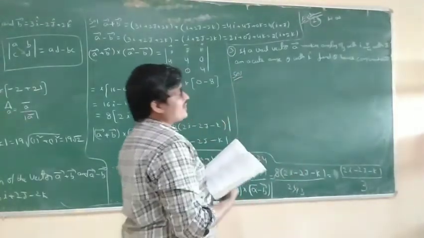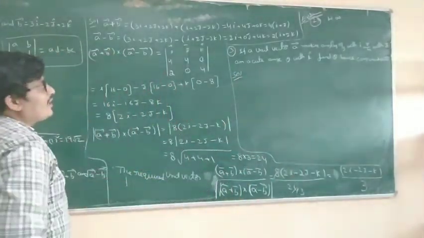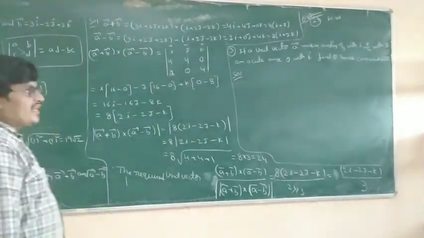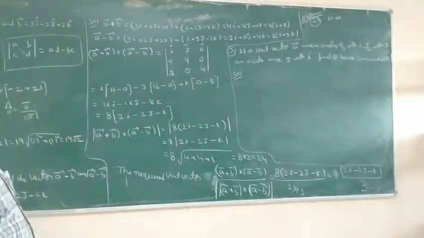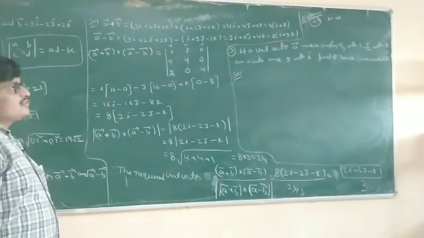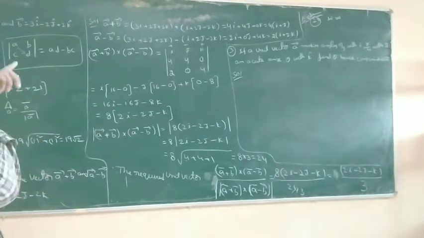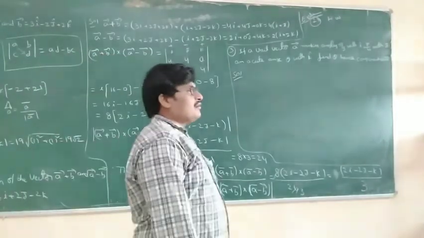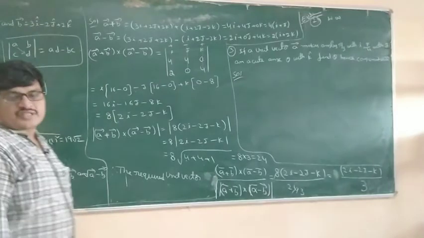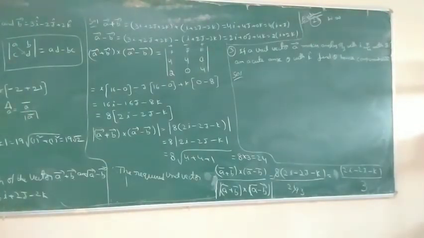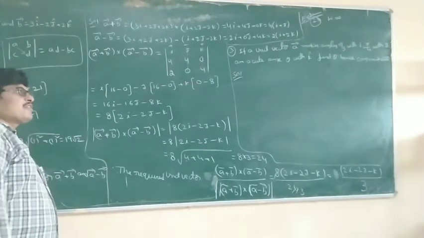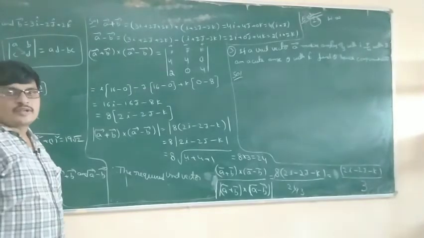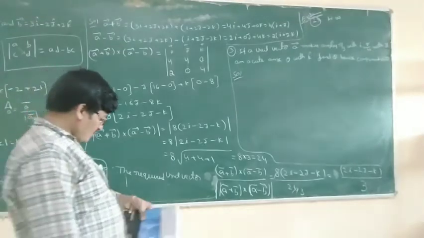You know, in the previous class, the angles a vector makes with the x axis, y axis, and z axis are the direction angles. Cos alpha, cos beta, cos gamma are called the direction cosines. Direction cosines have one very important relation: l square plus m square plus n square is equal to 1, or cos square alpha plus cos square beta plus cos square gamma is also 1.